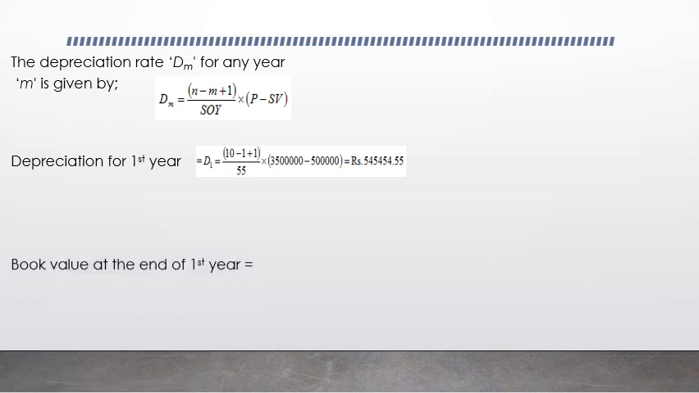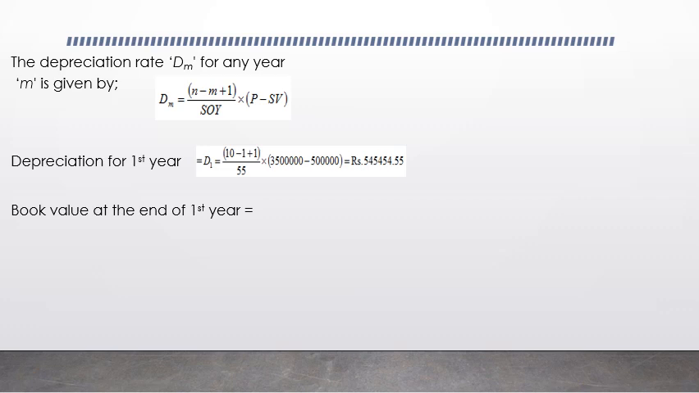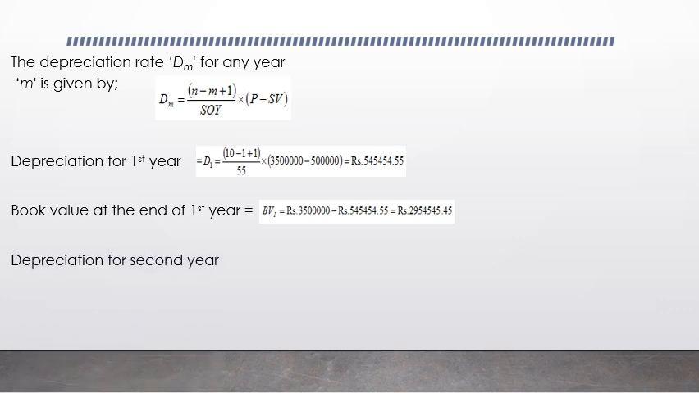So what is the book value at the end of the first year? Book value is the value remaining in the asset after deducting the depreciation amount. So what is the depreciation amount? 5,45,454 rupees. So what is the book value? 35 lakh minus 545,454.55, that is equal to 2,954,545.45. That is the book value remaining of the asset at the end of the first year.